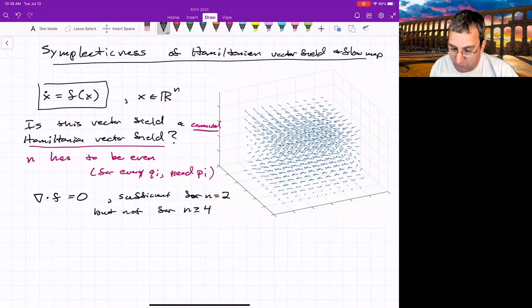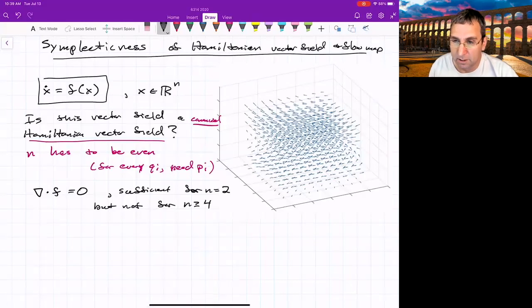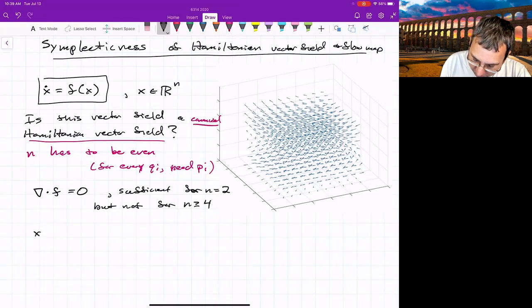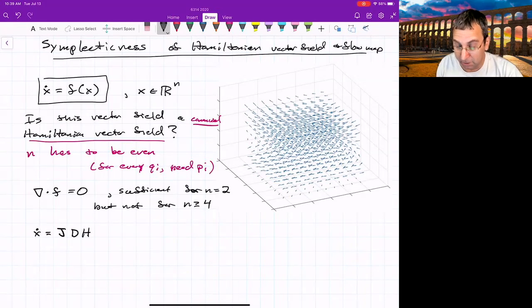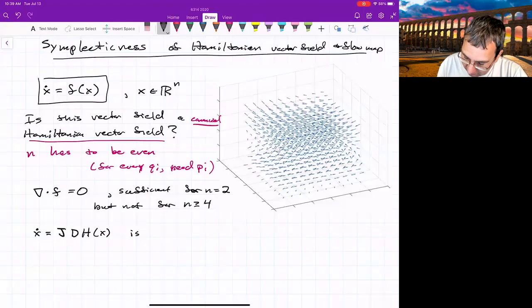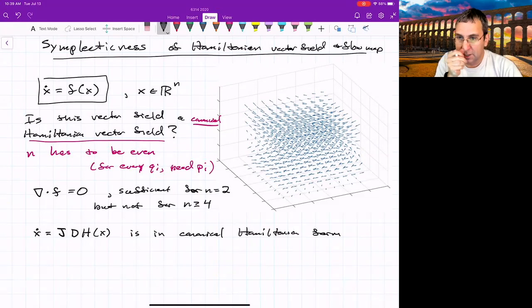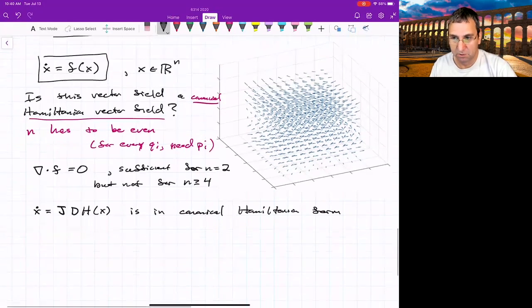What do we know about vector fields that are in canonical Hamiltonian form? Well, we've used this X-dot notation, where if we can write things this way, where J is the canonical symplectic matrix, and then DH just means the gradient of H, then this is in canonical Hamiltonian form.